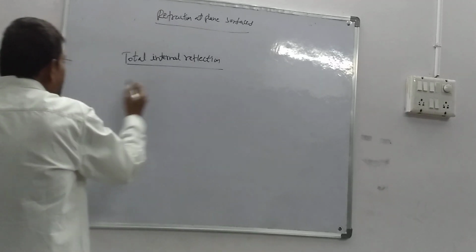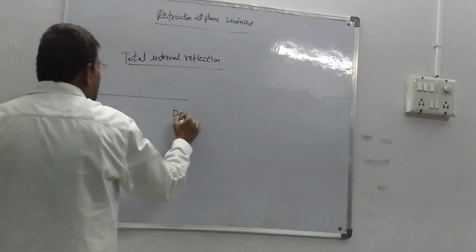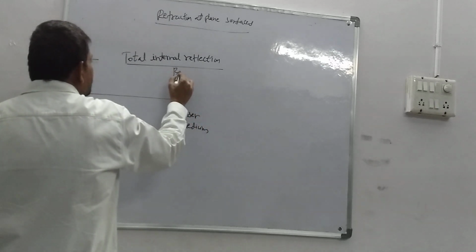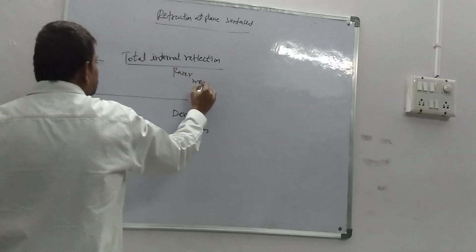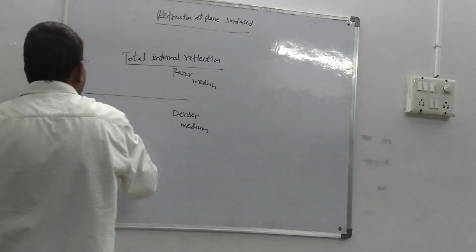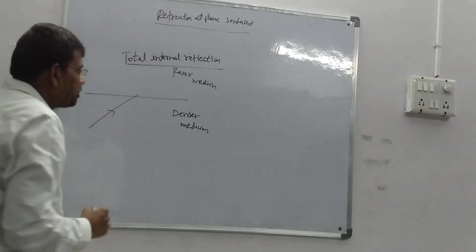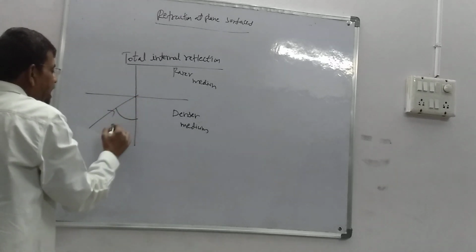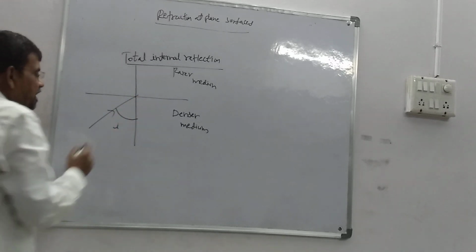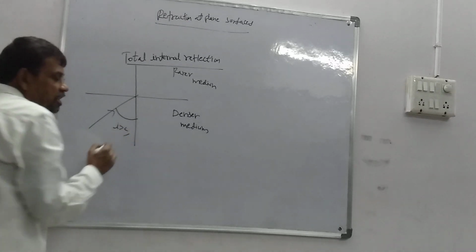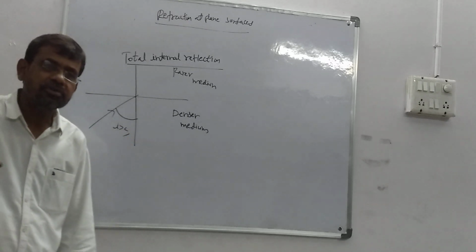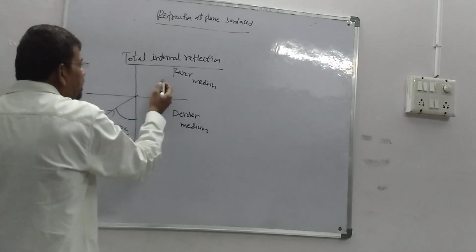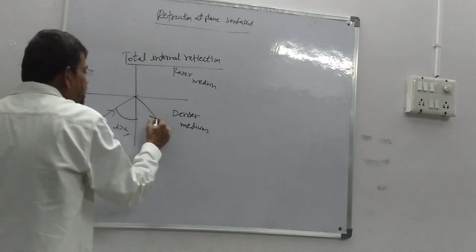Here a beam of light is traveling from the denser medium to the rarer medium. This is the denser medium and this is the rarer medium. Here I am creating one normal. What is this? Angle of incidence. If the angle of incidence is slightly more than the critical angle, at that time the beam of light does not enter the rarer medium, but comes back into the same medium.